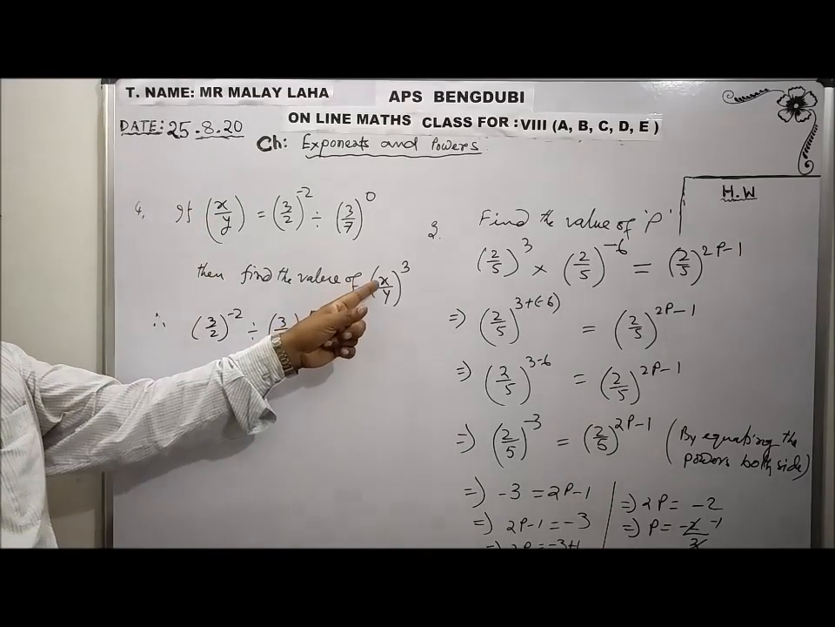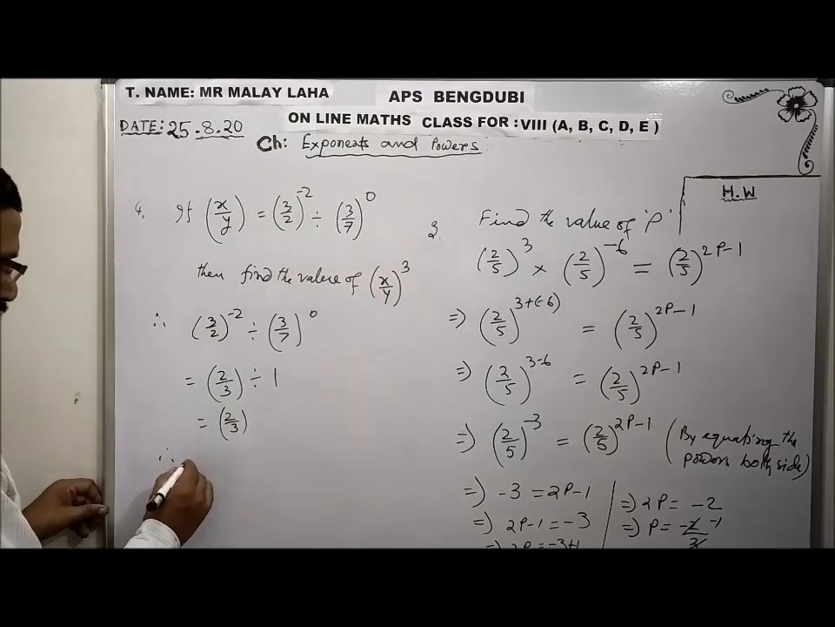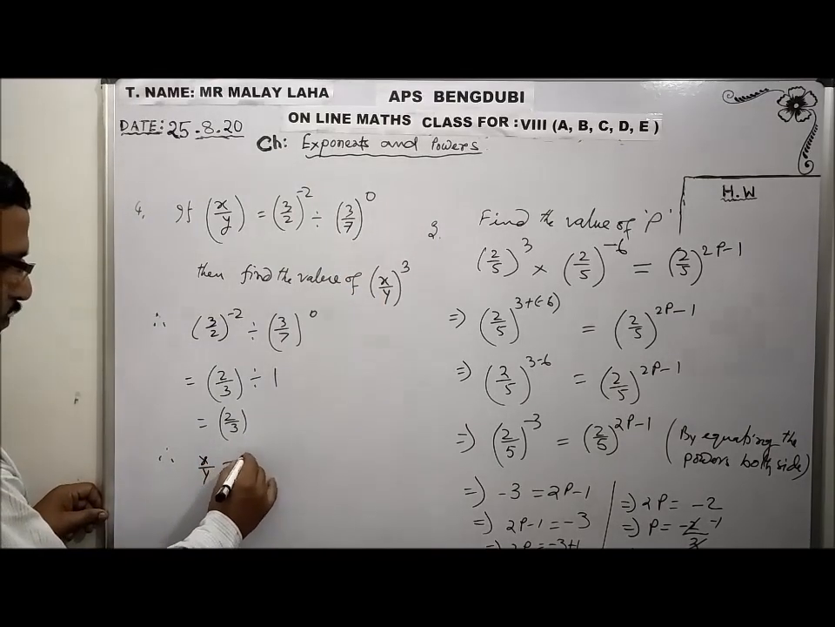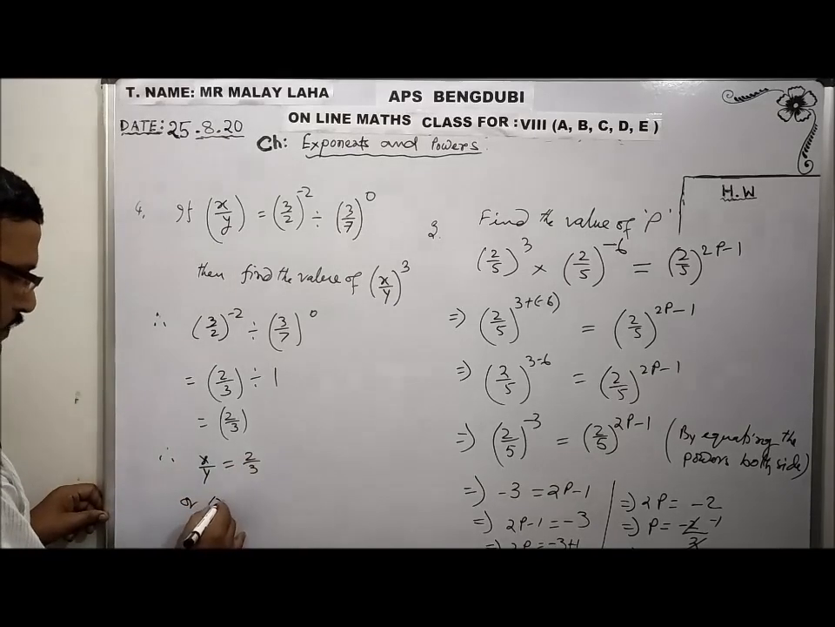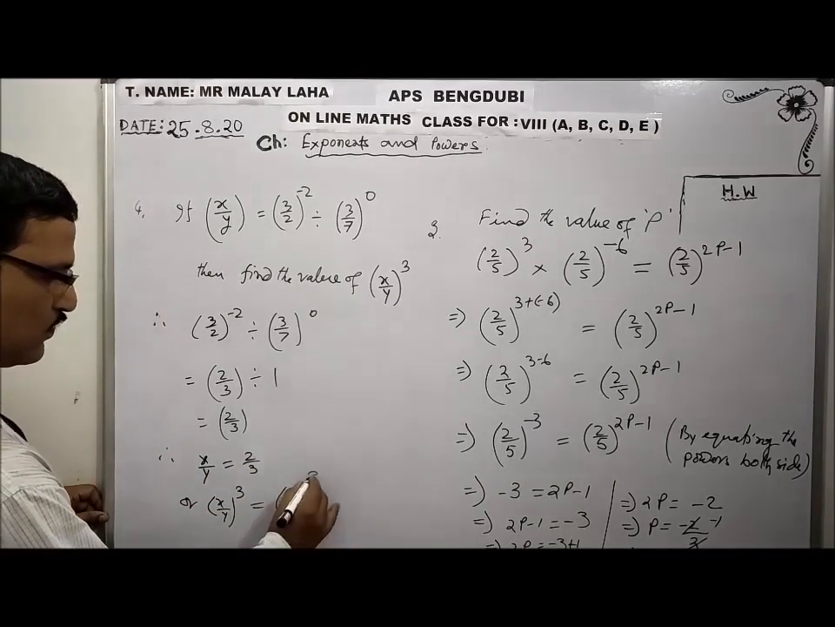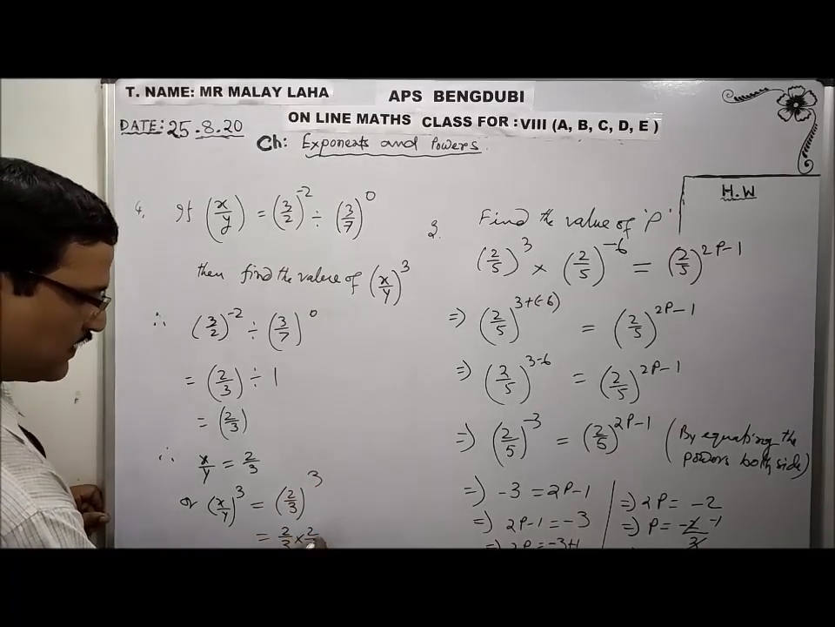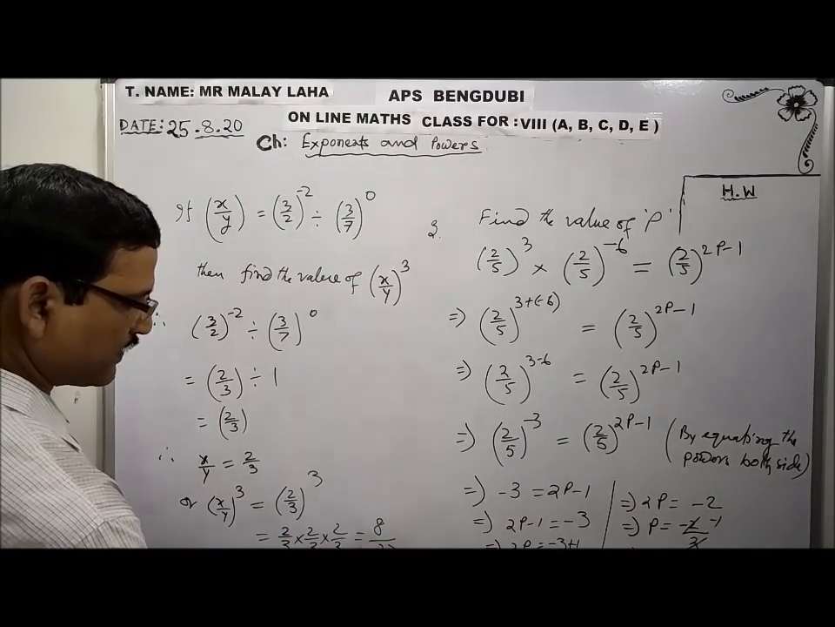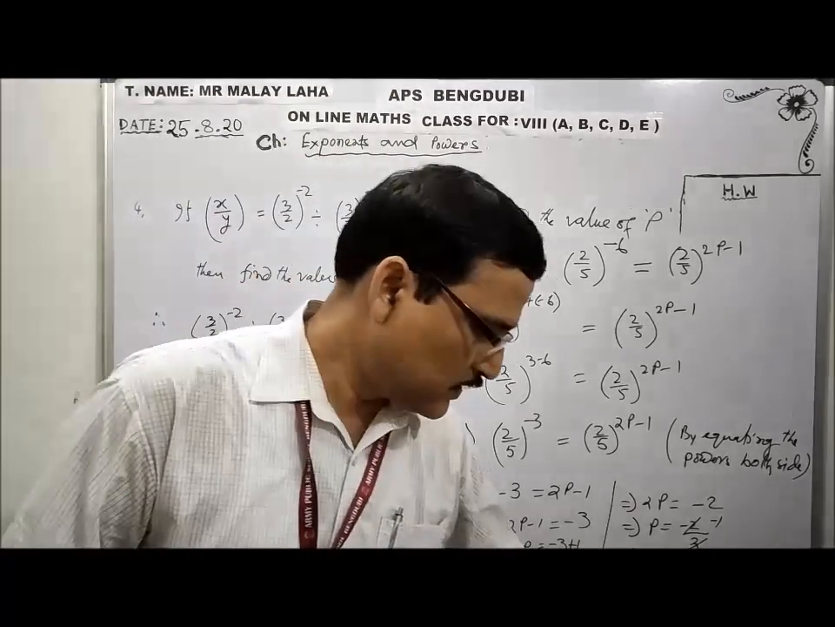But they are asking you to find (x/y) raised to the whole cube. Therefore, x by y equals 2/3, or (x/y)^3 equals (2/3)^3. Now find the whole cube. So 2/3, 2/3, 2/3, that equals 8 by 27. Answer. Okay, understood?